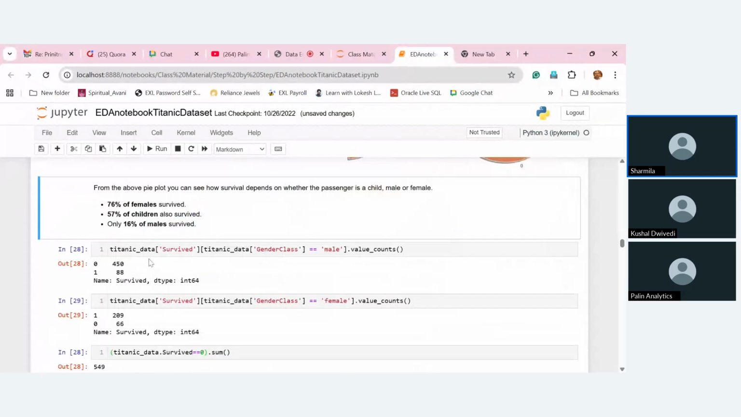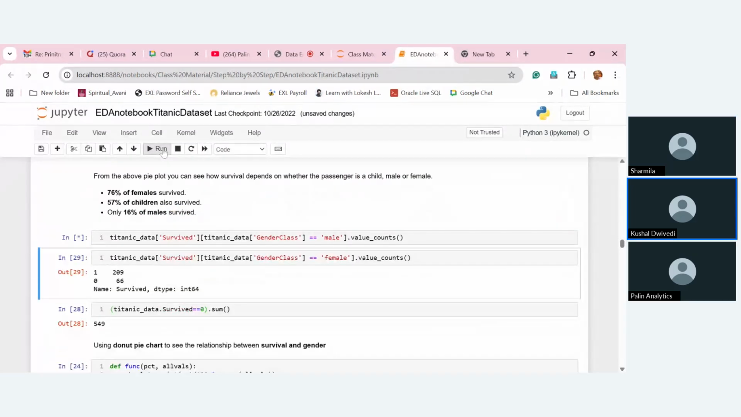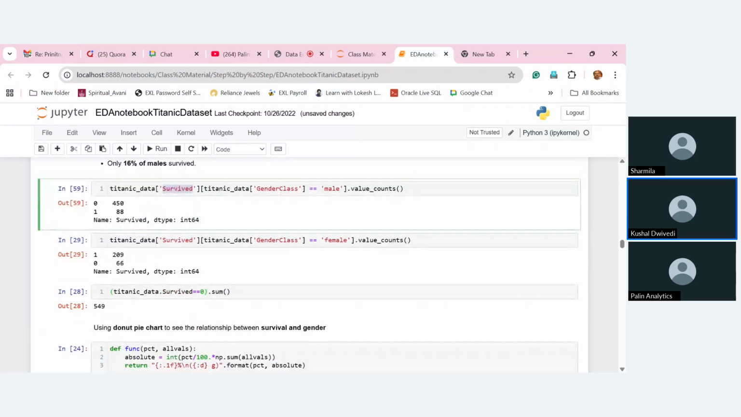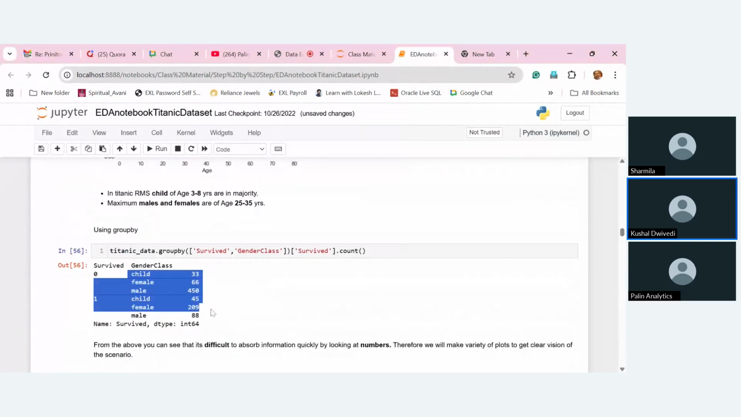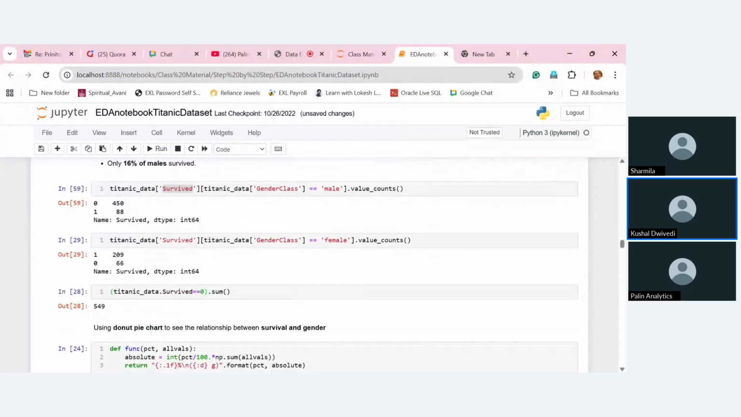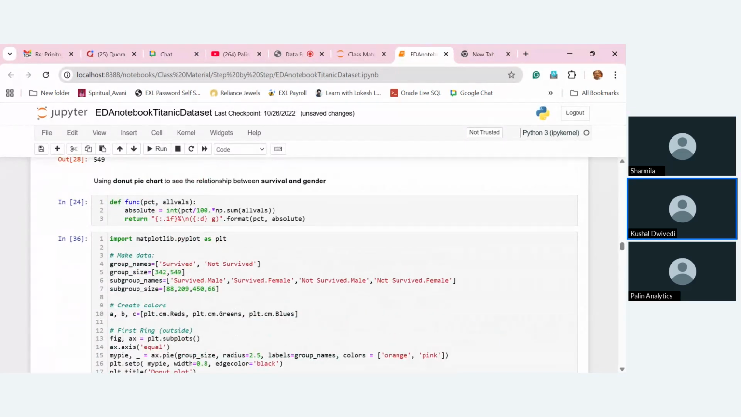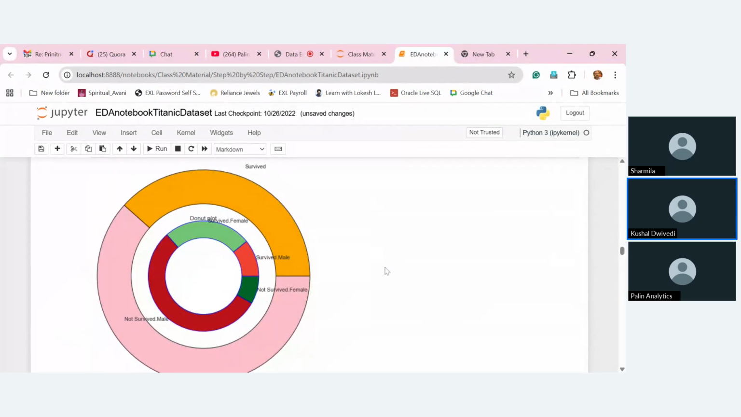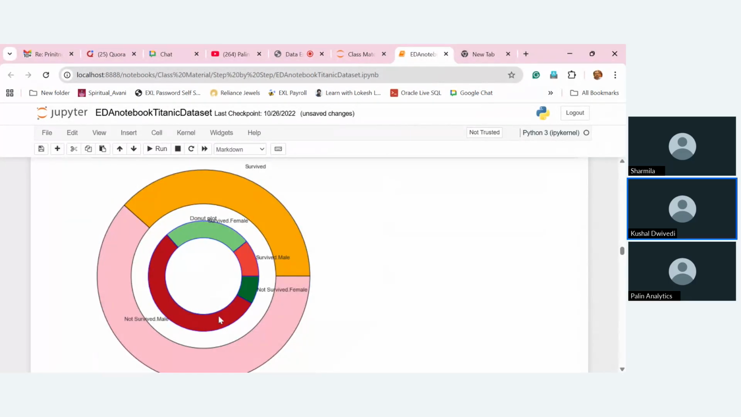And then you can see one more thing, gender and class wise, who survived. The same thing we saw in this matrix over here, we are trying to get separately also with value counts. Now we are trying to make the same thing happen using a donut chart. So this is the donut chart. In the donut chart, you can see there is an external donut and an internal donut.